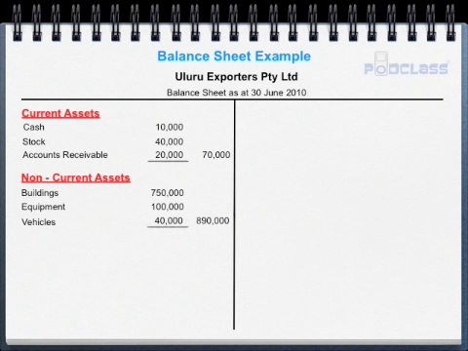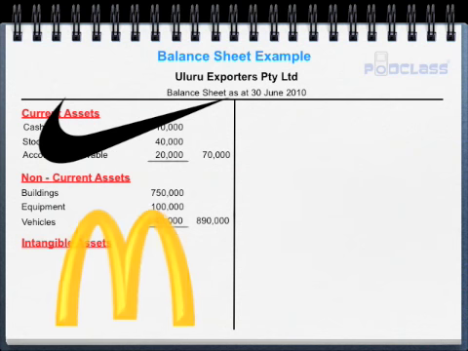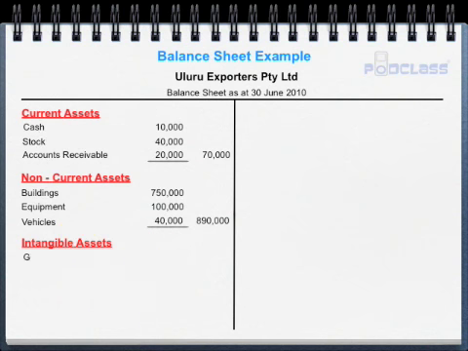The final category of assets are intangible assets. These are non-physical assets that cannot be seen, touched, or physically measured. These are assets because the business has built up a reputation over time, and this reputation is worth money if the business were ever to be sold. Examples include brand names, patents, trademarks, and goodwill. In our example, Uluru has $30,000 worth of goodwill on its balance sheet.